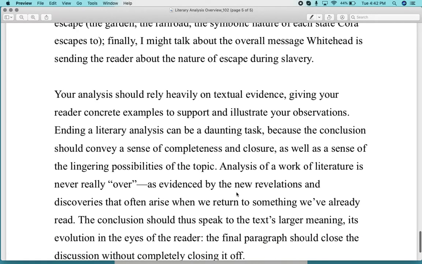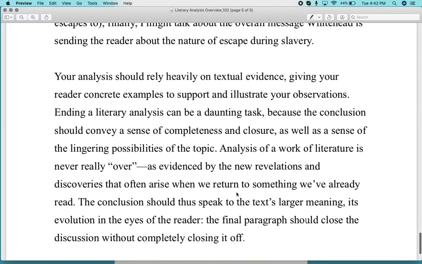Remember that your analysis should rely heavily on textual evidence, right? So the reader needs concrete examples to support and illustrate all of your observations. In other words, use a lot of direct quotes. If you're talking about something, you want to give an example of what you're talking about. Your reader really needs to be able to see your analysis in action in the text.